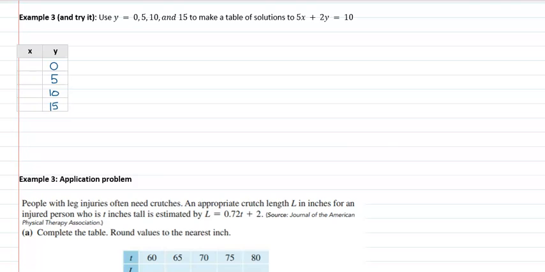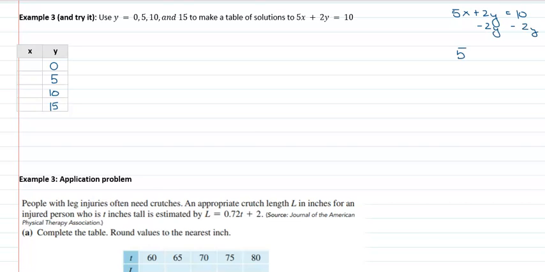All right, so now it says to make a table of solutions. So we're looking for x. So the best thing to do here is just to rearrange this equation. So I'm going to come over here to the right. We've got 5x plus 2y equals 10. And we know what y is going to be each time. We want to know what x is. So we're going to solve for x. So we're going to subtract 2y from both sides.